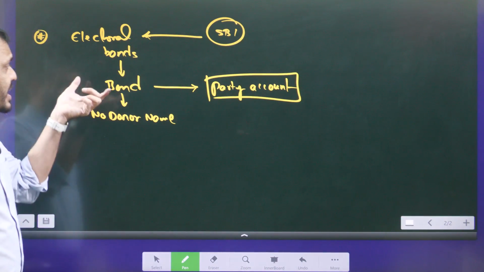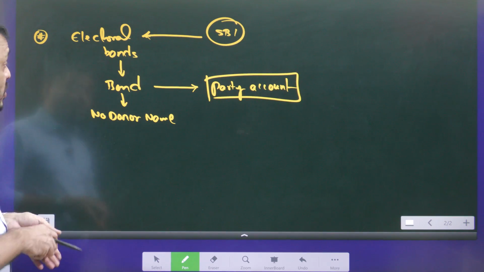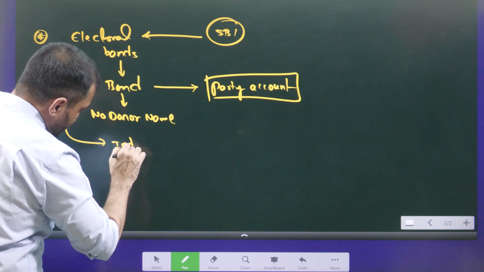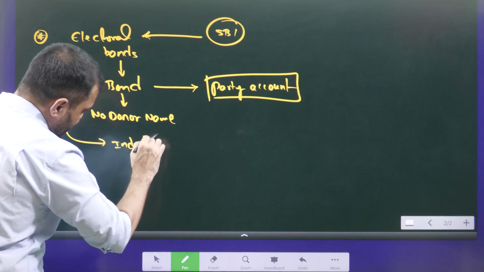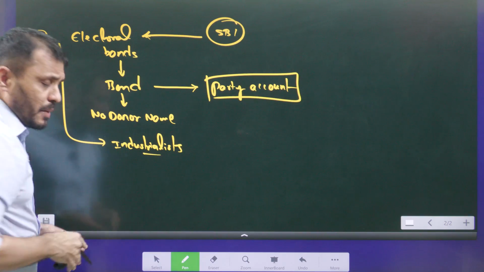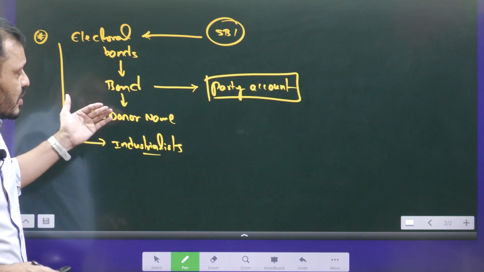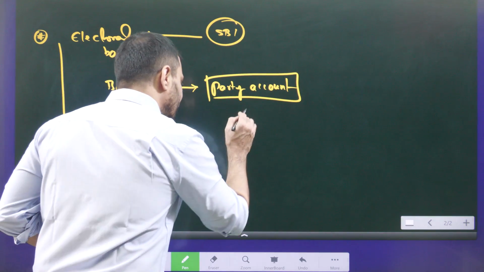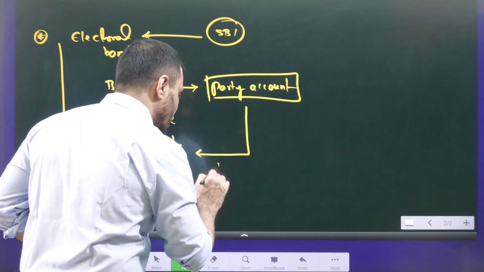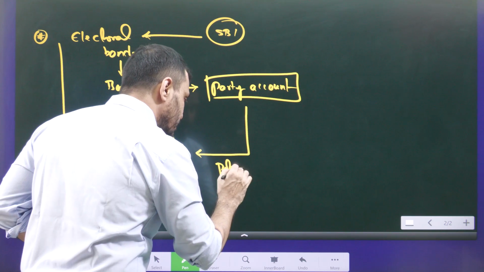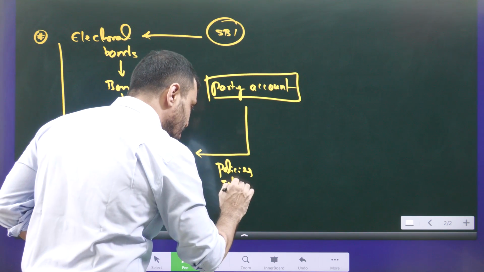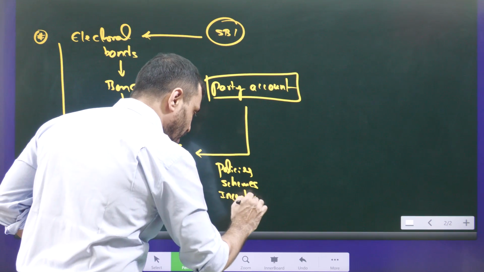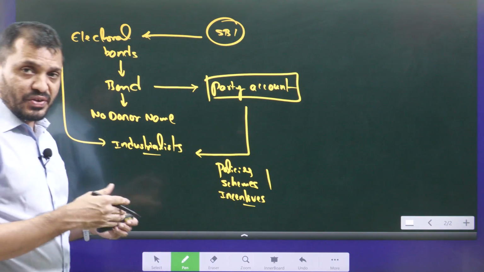Now, who are buying the electoral bonds? Electoral bonds are generally bought by industrialists. Then what happens when a particular capitalist buys the electoral bond and donates to the political party? Obviously, the political party will give certain concessions in the form of policies, schemes, incentives, or in other different forms.